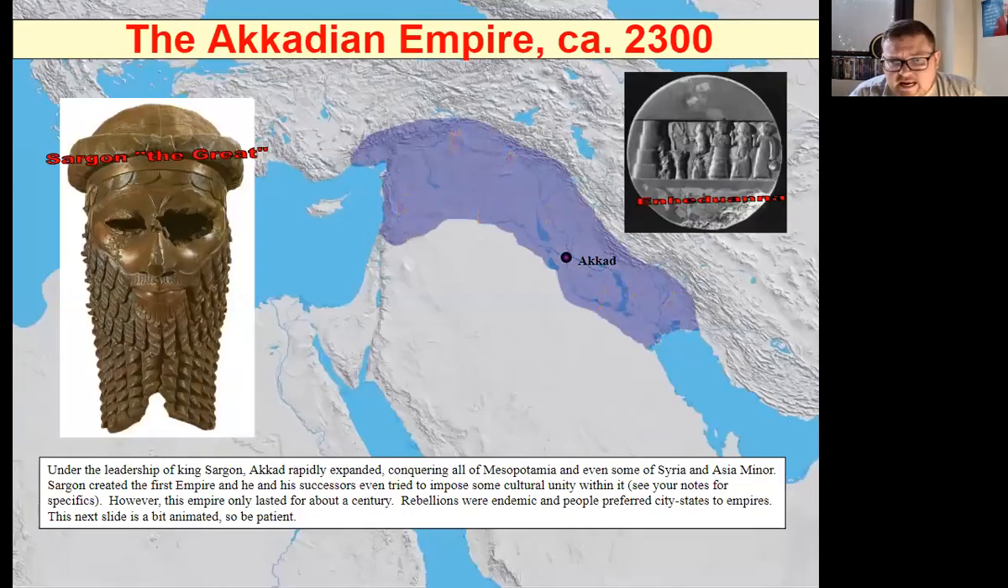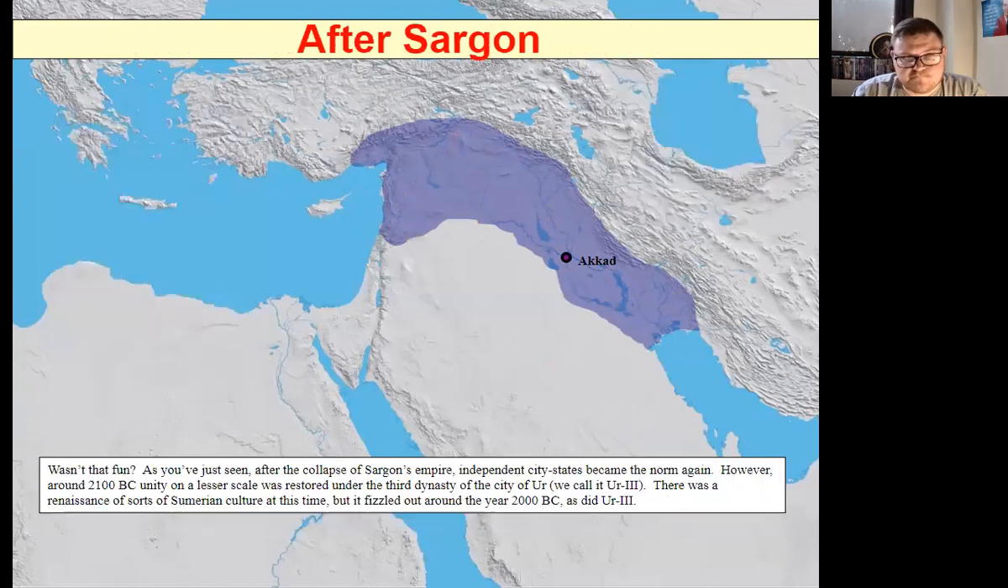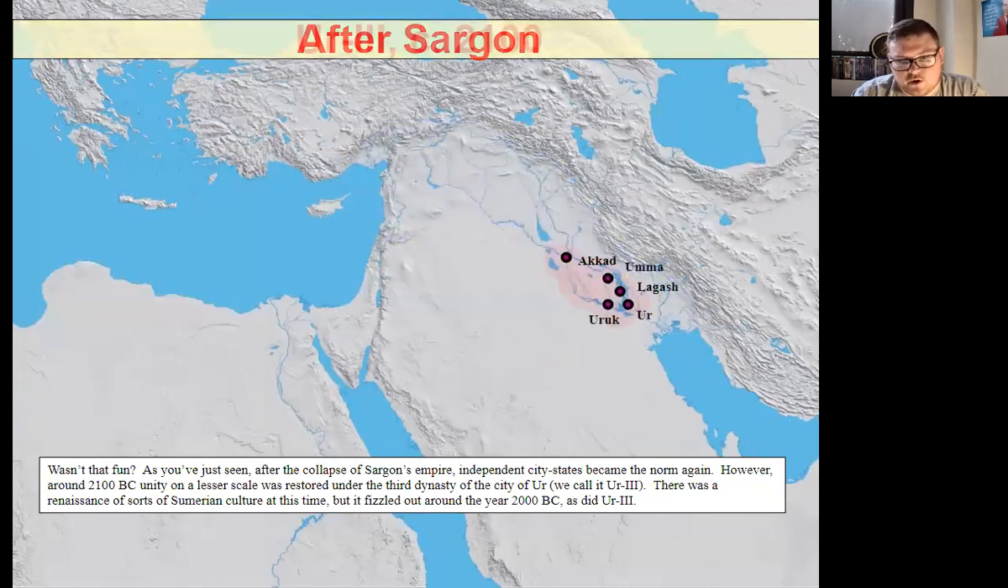So they become the Akkadian Empire, and they conquer. Sargon the Great conquers Sumer and establishes the first empire in Mesopotamia. This is in Asia Minor. Sargon created this empire, and his successors tried to impose some cultural unity. But then it just falls apart after Sargon.